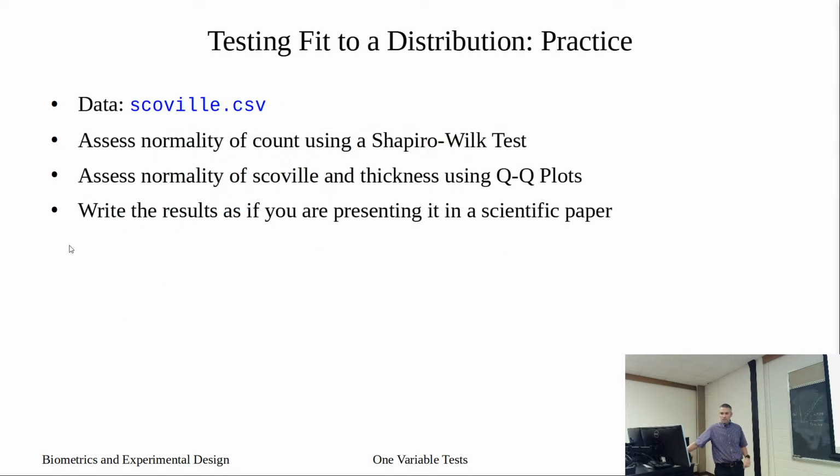All right? So here's some practice. We're going to work with the Scoville data set. And what we're going to do is assess normality of count using the Shapiro test. We're going to do it one time so you can see the output, the test statistic, the p-value, and we'll make our conclusion. And then we're going to assess normality of the variables Scoville and thickness using the QQ plots. What I want you to do is do the assessment and then write your interpretation as if you were including it in a scientific paper. That means remember those things that you may need to include: your test statistic, degrees of freedom, p-value, and your conclusion interpretation.